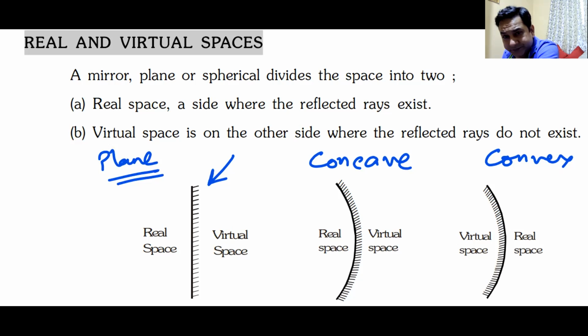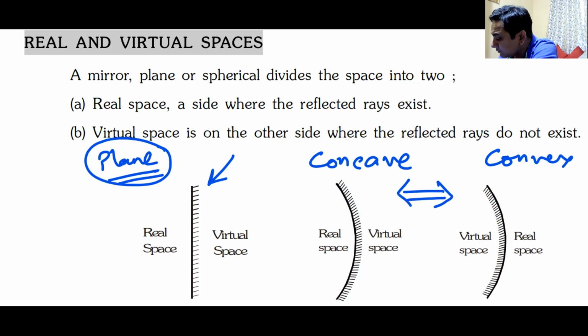Mirrors are of two types. One is the plane mirror, which is flat. The other two are curved. As you can see, there is a curve. These two are collectively known as spherical mirrors. Do we understand this now?